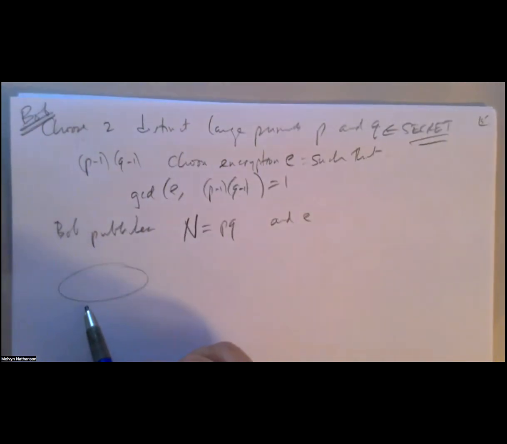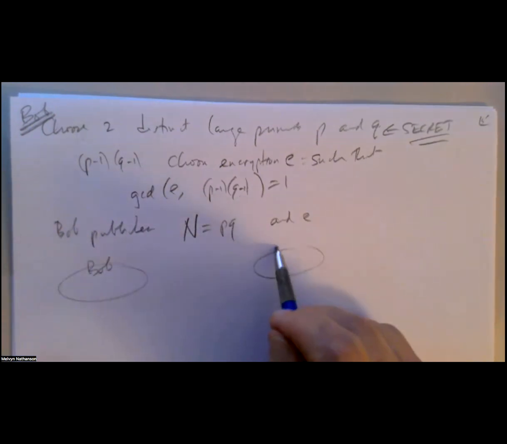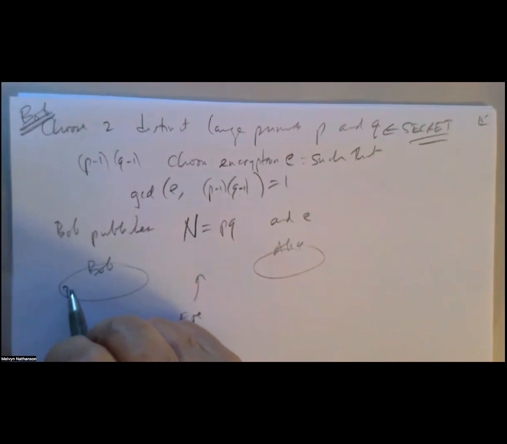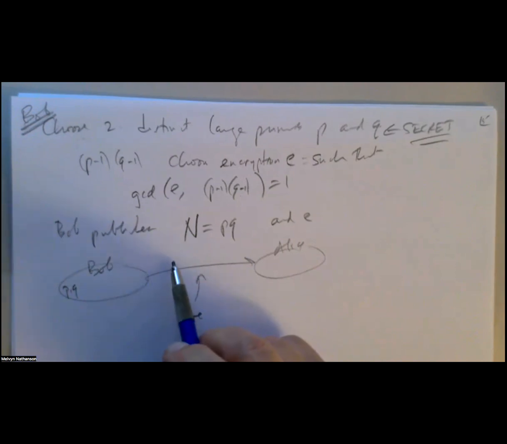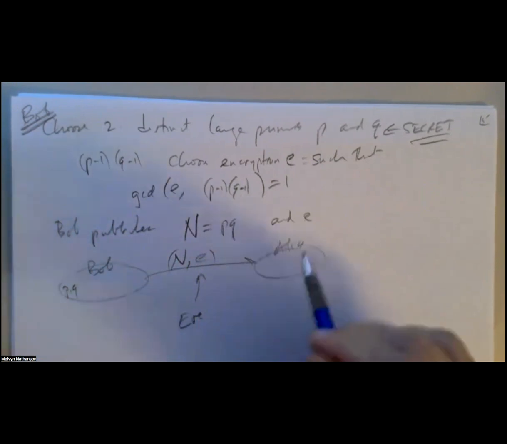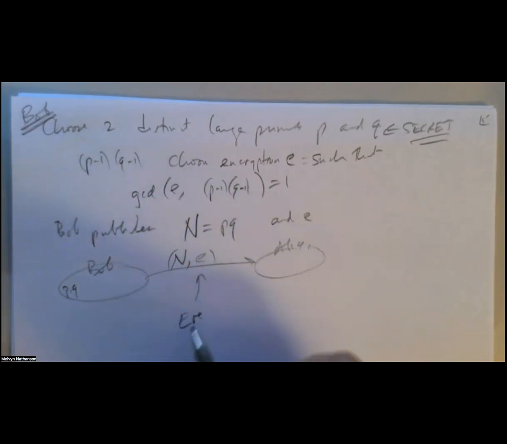So here is Bob. Here is Alice. And here is Eve, eavesdropping on them. So Bob has numbers P and Q, but what he transmits to Alice is this number N and this number E, that pair of numbers. So Alice knows N and Eve knows N.